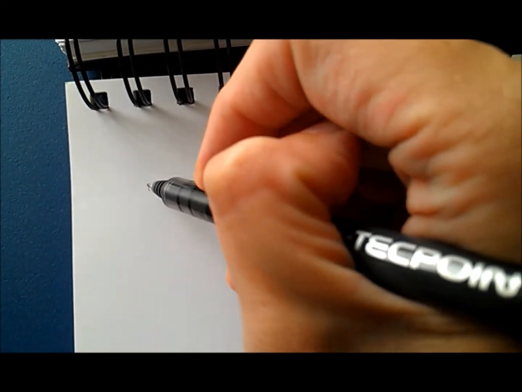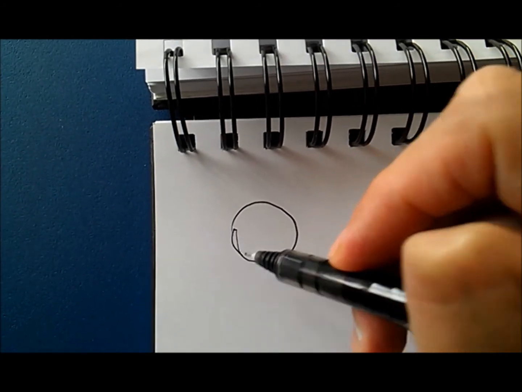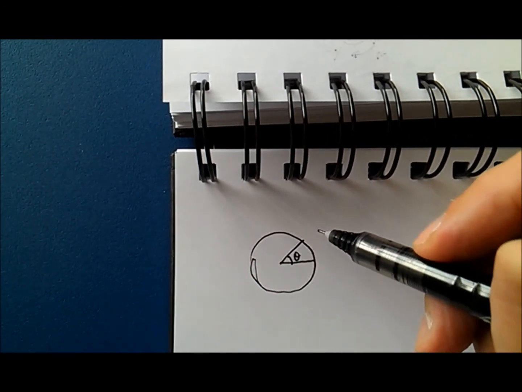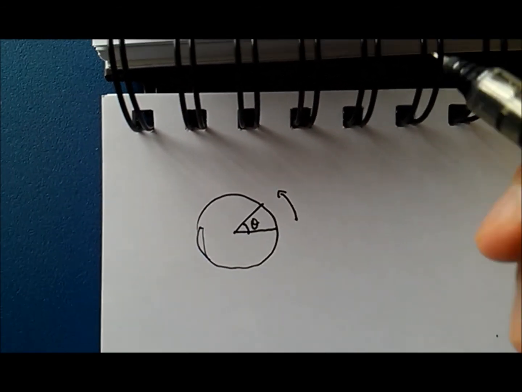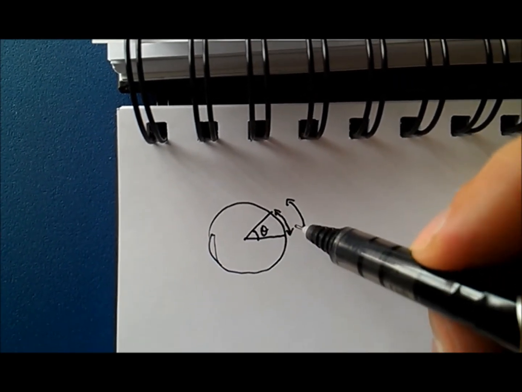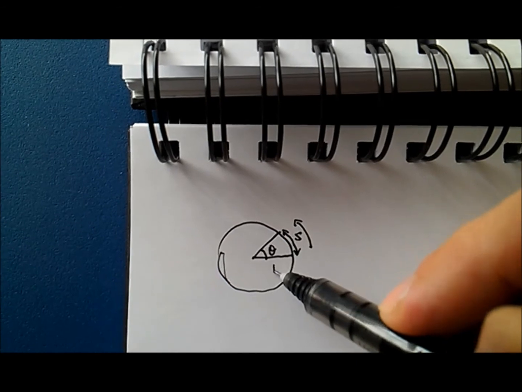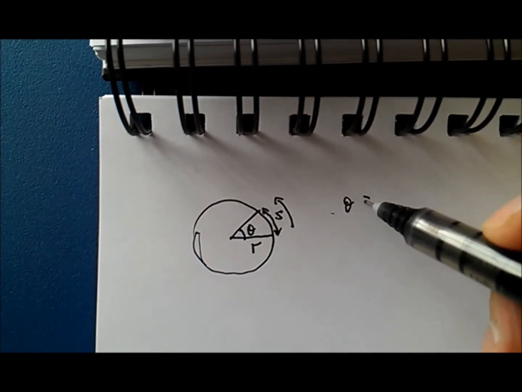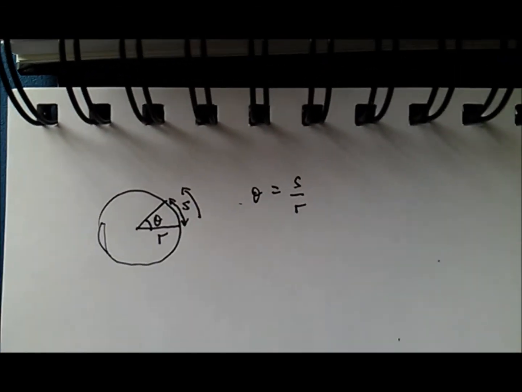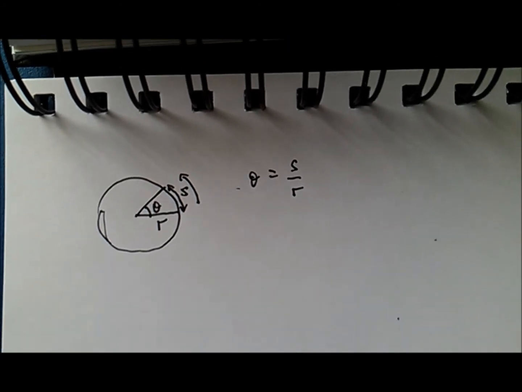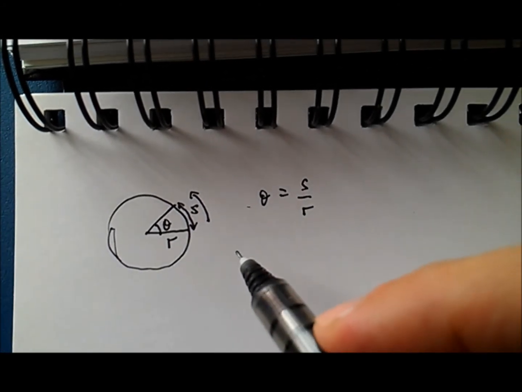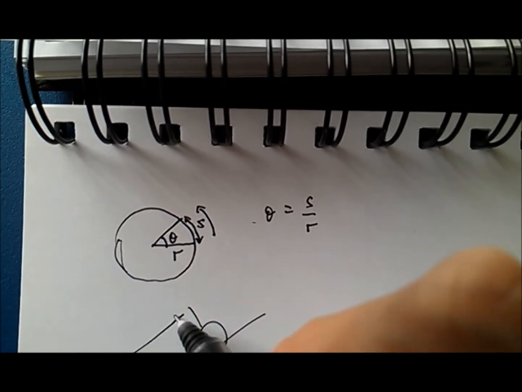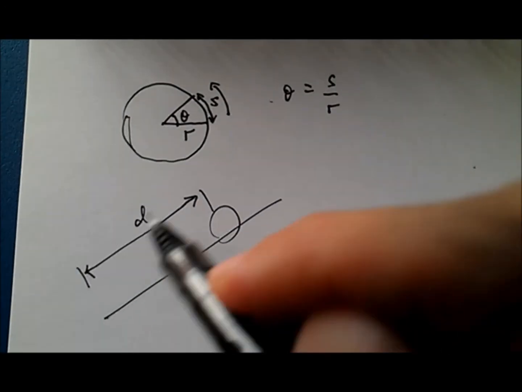Let us pretend that a ball rotates through an angle of theta. If the distance measured along the circumference is s, and the radius is r, then by definition the angle theta is given by s over r. This is how you define angles in radians. In our case, the total rolling distance down the slope is d.